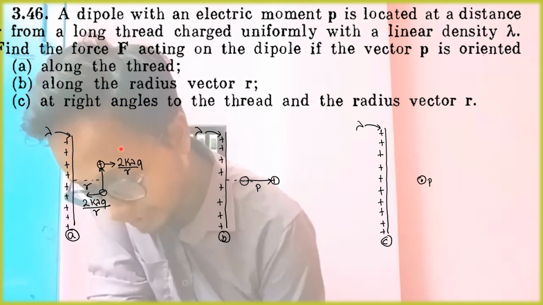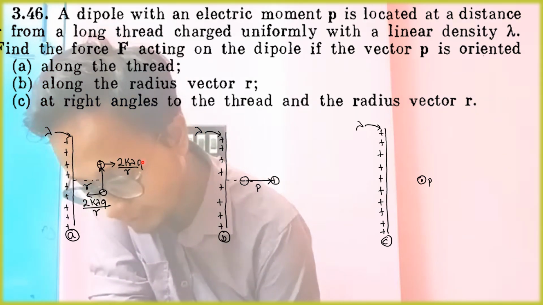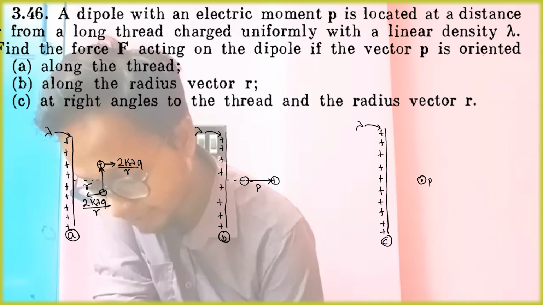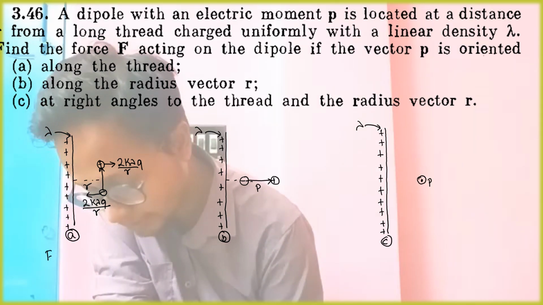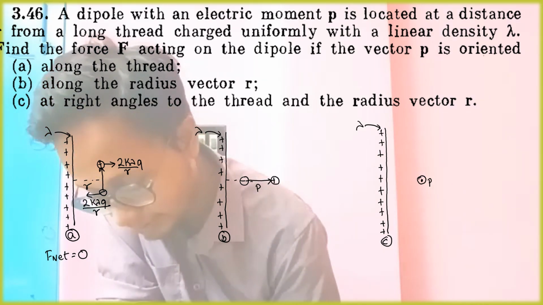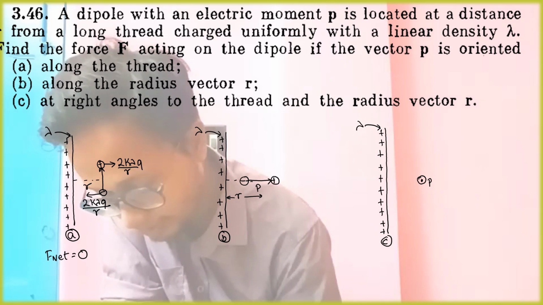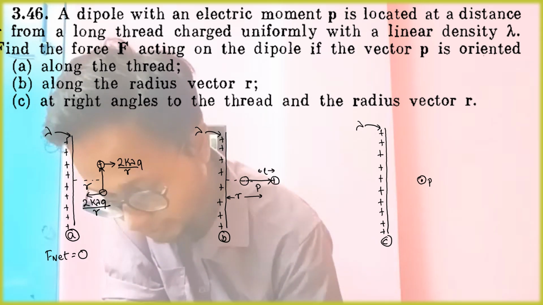Okay, so the net electric force in the first case is equal to 0. See, 2kqλ/r and 2kqλ/r cancel each other out, so the net force is 0. On part B of the question, if this is distance r towards the center of the dipole, let the distance between the positive charge and negative charge be 2l.